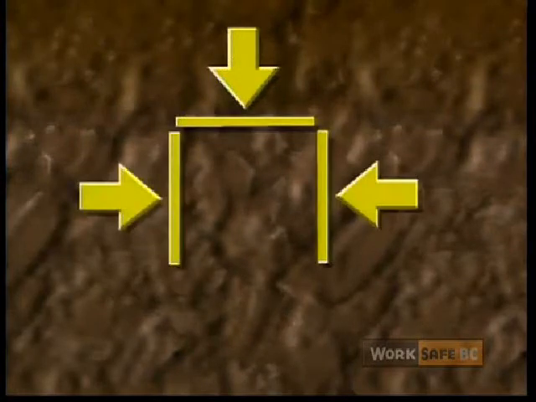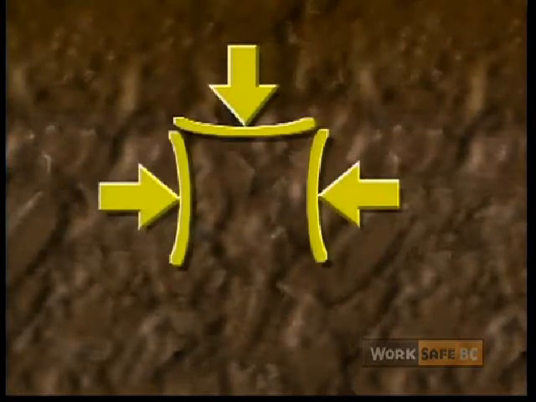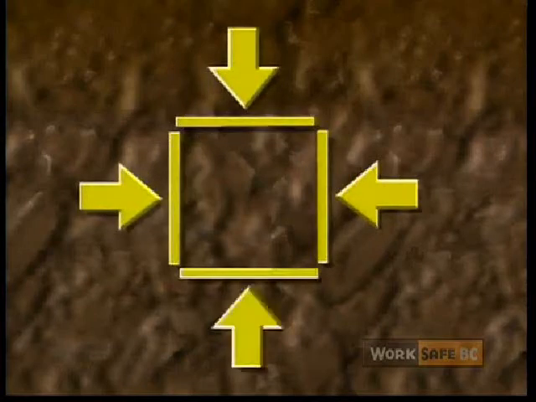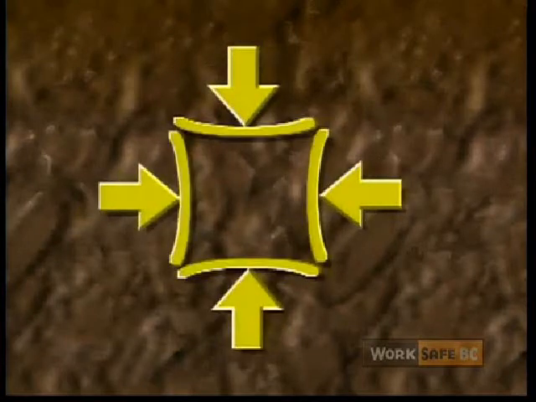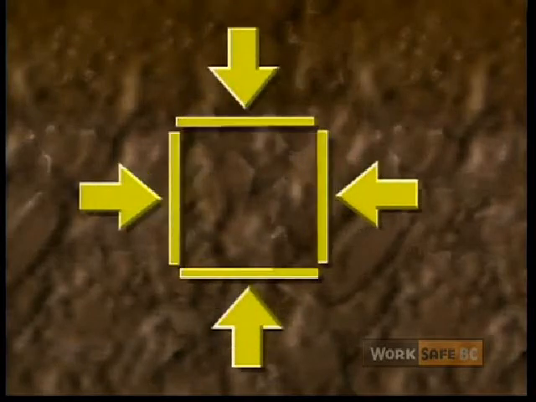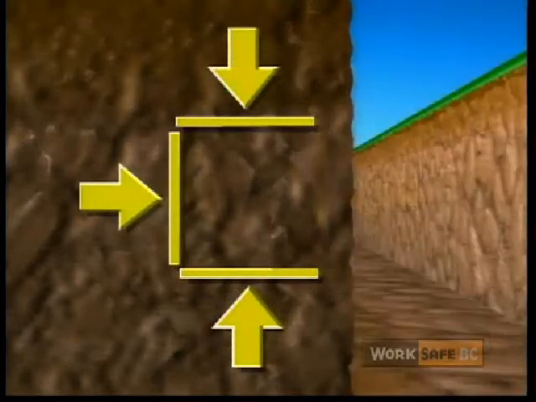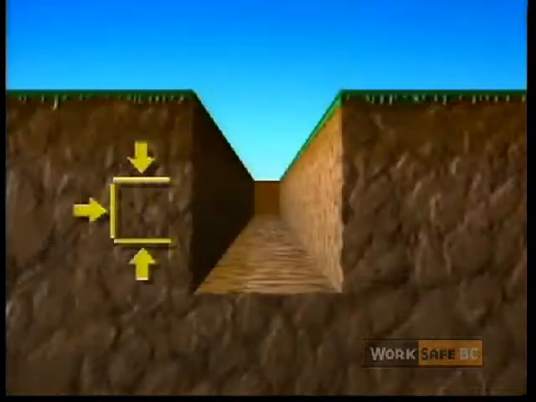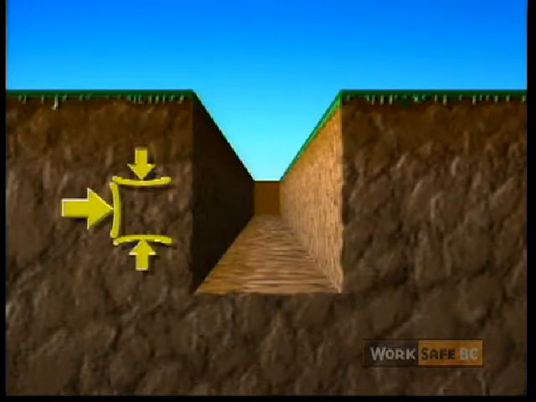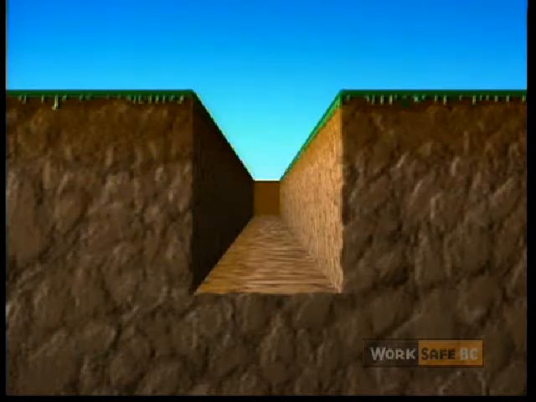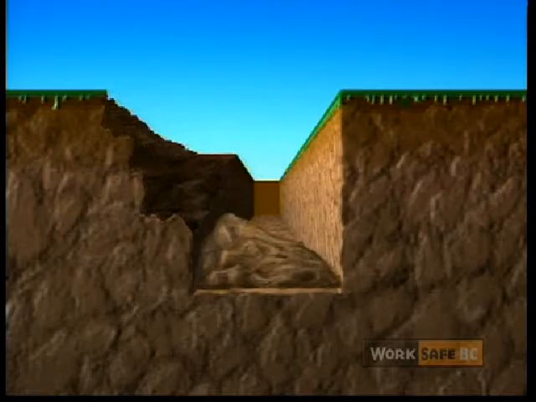What are the forces that affect soils? The downward or vertical stress is created by the weight of the soil. The horizontal support is provided by the surrounding soil. If the stresses are equal, the soil is stable. Once a cut is made, the stresses become unequal, and the rate of collapse depends on the soil strength and on one or more of the causes of soil instability.